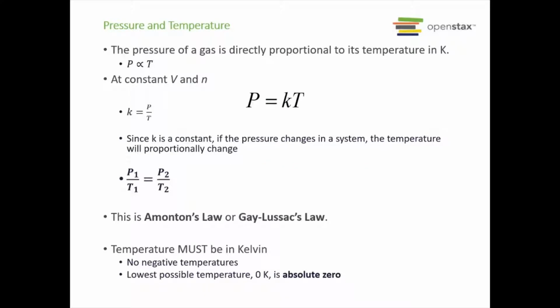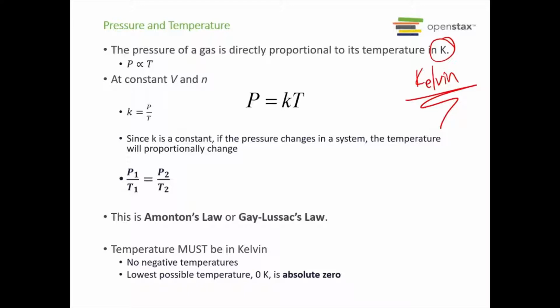Okay, so we're going to start talking about how some of these properties of gases relate to each other, starting with pressure and temperature. So the pressure of a gas has been found to be directly proportional to its temperature in Kelvin. One of the first things that I need to stress is that for gases, the temperature needs to be in Kelvin. We cannot do Celsius, we cannot do Fahrenheit, only Kelvin.